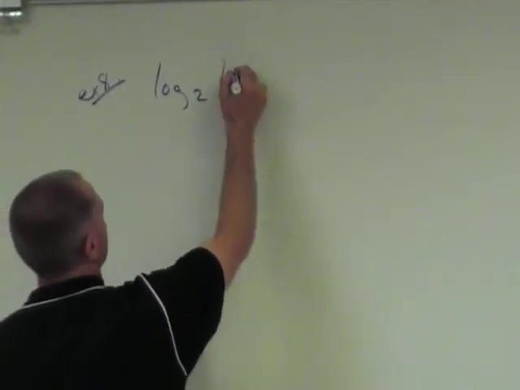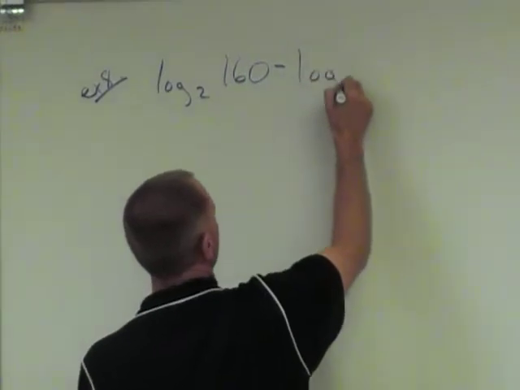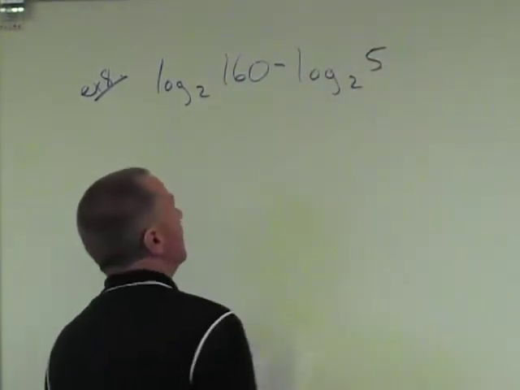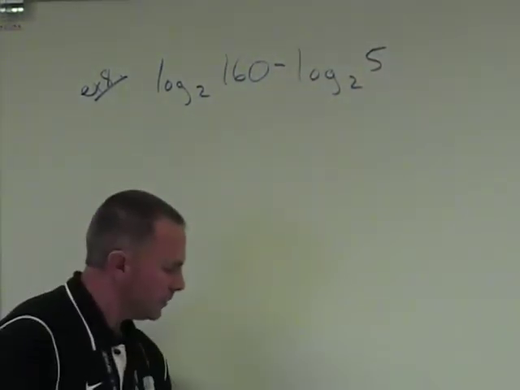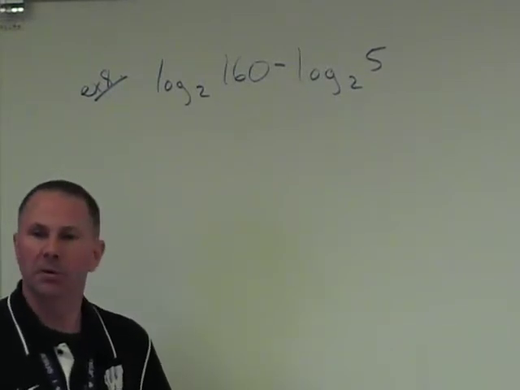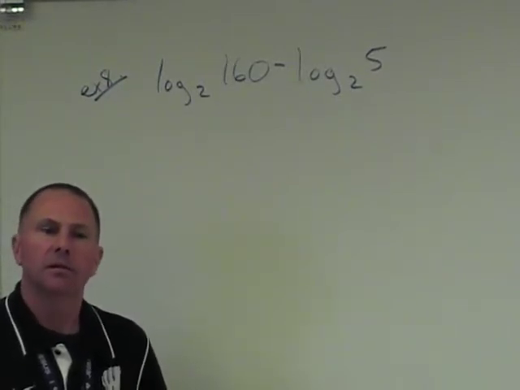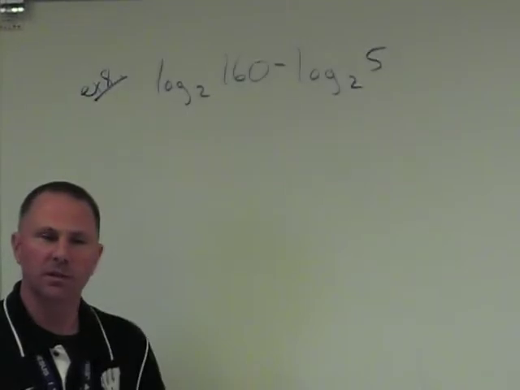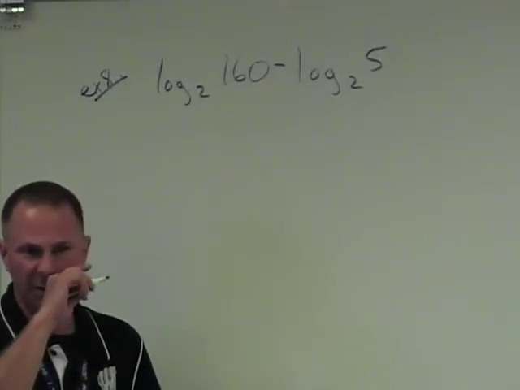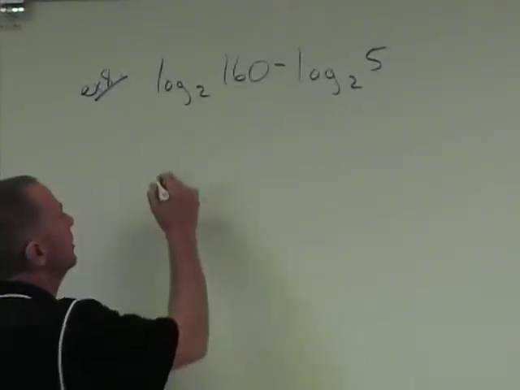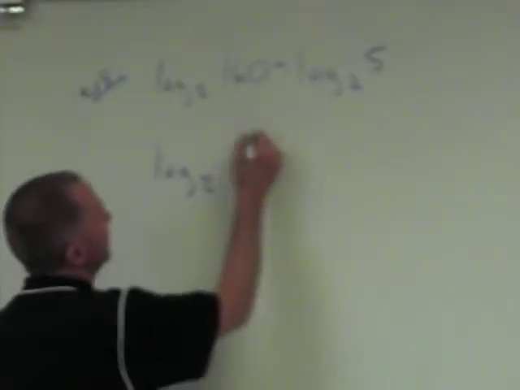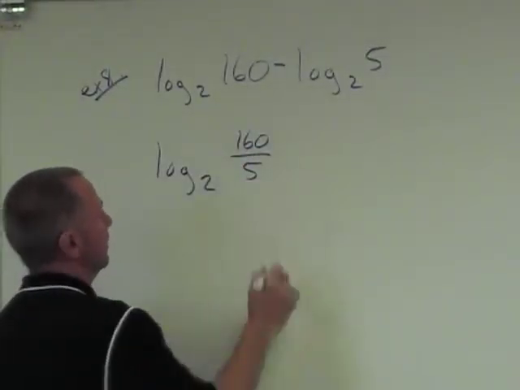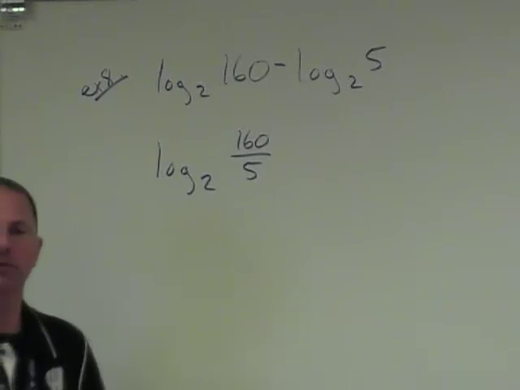Okay, let's do number 8. Log base 2 of 160 minus log base 2 of 5. The whole point here is working one of the laws backwards. So which one is this? Subtraction, so what do we do? Division. So the log base 2 of 160 over 5. What is 160 divided by 5?